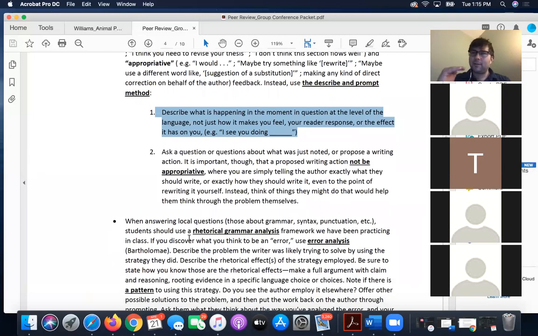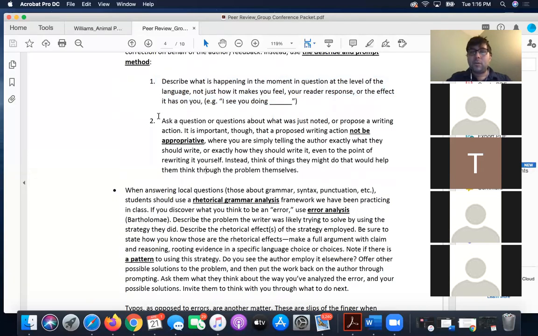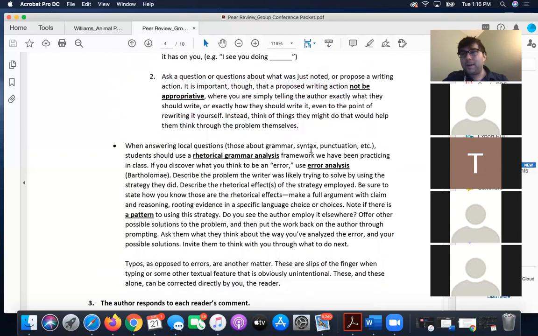So it's one level down from your reader response. You can begin with your reader response, like this makes me feel or think this way, but then you want to take that next step and say, this is the specific writing choice that's making that happen. And then you can ask a question, or you can propose a writing action. But again, you don't want that to be appropriative. I know I'm repeating myself several times here, but repetition can help to solidify what I'm talking about.